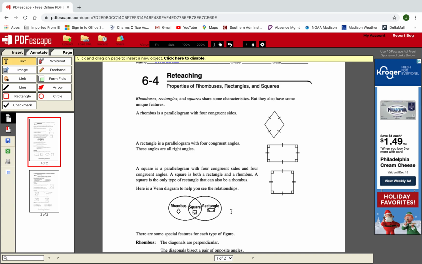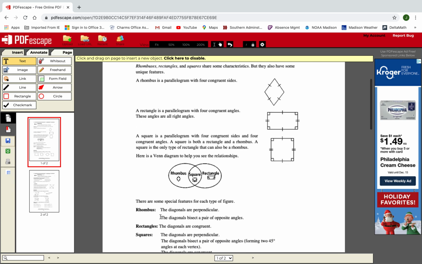So here is a Venn diagram to help you see the relationships. This circle on the left, it does overlap the circle on the right, but the circle on the left is a rhombus, the circle on the right is a rectangle, and notice that the square belongs to both categories, so it's in the overlap. There are some special features for each type. In a rhombus, the diagonals are perpendicular, and the diagonals bisect a pair of opposite angles.